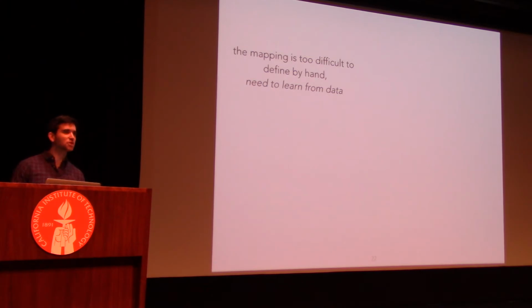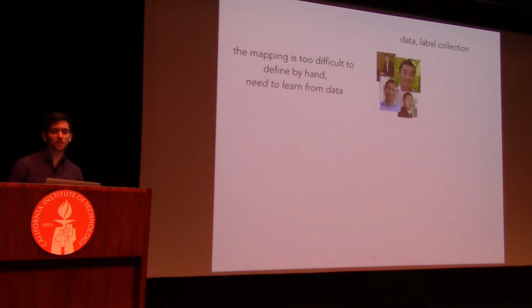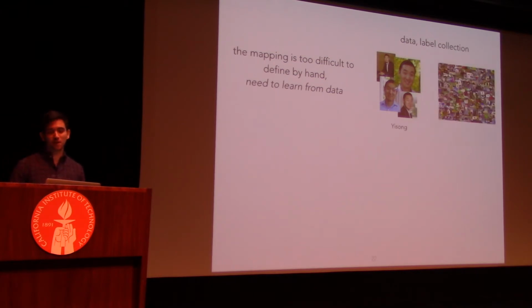And if I told you to just sit down and hand hard code a model to detect and classify Yisong, you couldn't do it. It's too difficult of a mapping. So we'll need to collect some data. We can follow Yisong's Instagram and his Facebook and collect a bunch of data. He posts quite a bit, so thankfully we can train a model. And then we can also collect a bunch of extra data that is not Yisong so that we can distinguish cases in which Yisong is not present.